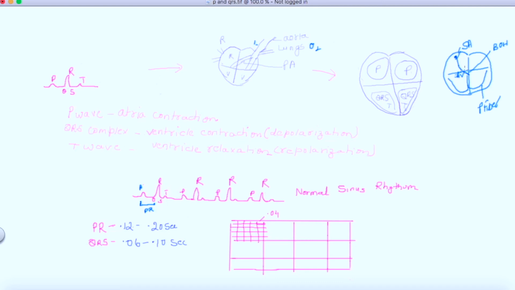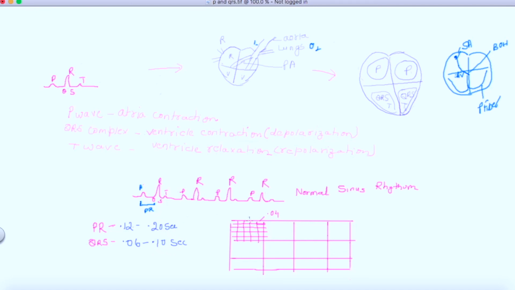Because the impulse starts, both atria contract, and the time it takes from the SA node to the AV node is the PR interval, which is from 0.12 to 0.20 seconds. And the QRS time, the time it takes for the impulse to come here and help in contracting the ventricle, that total time is 0.06 to 0.1 second.